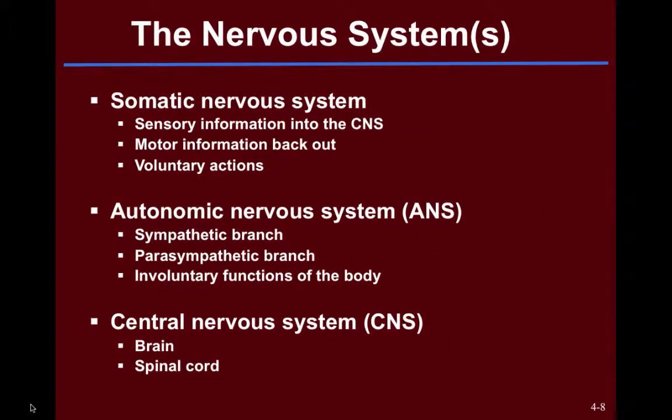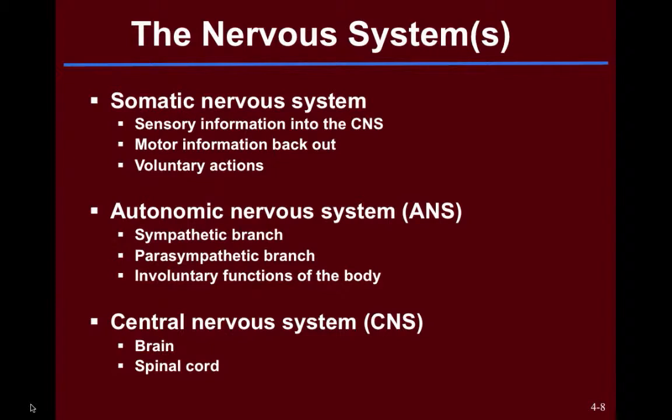Okay, when we talk about the nervous system, we actually have three separate components, and they're named differently, all named nervous systems. So one overall nervous system, three categories: the somatic nervous system, the autonomic nervous system, and the central nervous system.